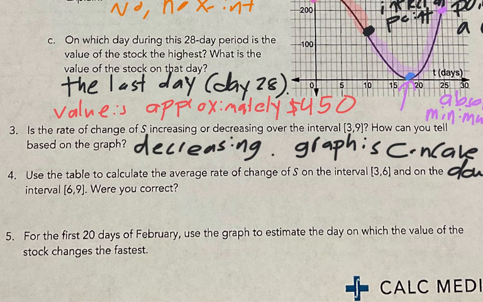Using the table, any questions on 3? Number 4, using the table to calculate the AROC of S on the interval from 3 to 6 and on the interval from 6 to 9. Were you correct? So how could I find the AROC between 3 and 6? You could do the 2 points.